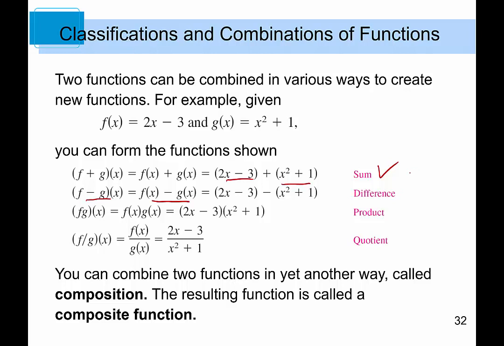And the third one is the product. So (f times g)(x) means f of x times g of x. And (f divided by g)(x) equals f of x over g of x, which is 2x minus 3 over x squared plus 1.